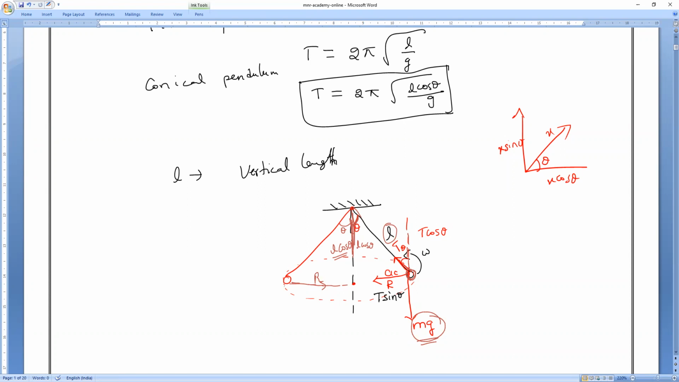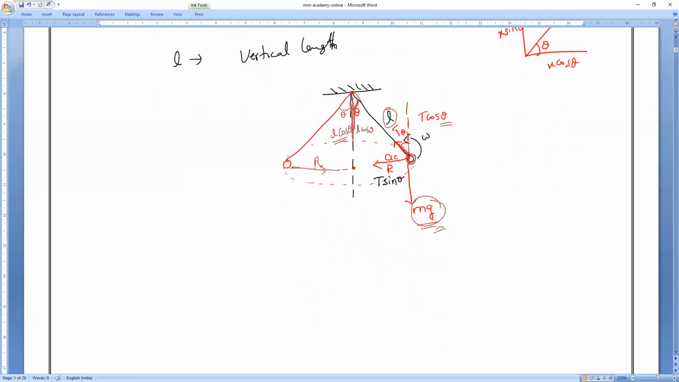But the bob is continuously making a conical, circular path, which means these two forces are balanced. T cos theta is equal to what? Mg. Understand? Then only the bob will start moving in a particular path. If not, either it will go away from it or it will go upward.